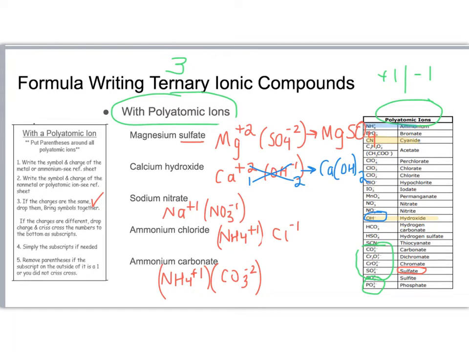In our next example, we have sodium, which is Na plus 1, and nitrate, which is NO3 minus 1. Once again, I'm looking on the list, and I will see that nitrate is NO3 minus 1.